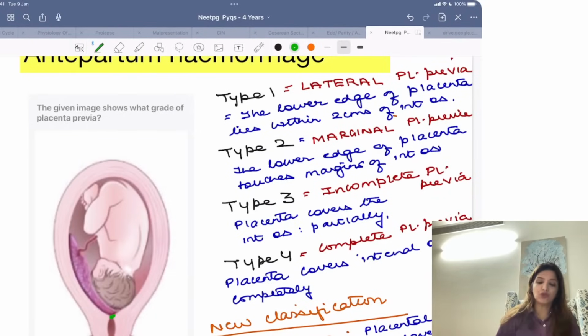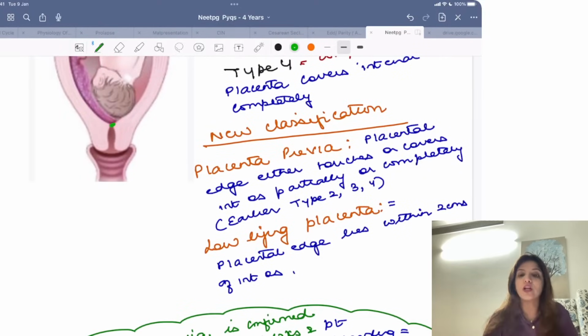Right now, what I want you to know is the new classification. According to the new classification, there are only two categories. We don't have type 1, type 2, type 3, type 4 anymore. It is placenta previa and low-lying placenta. The earlier type 2, type 3 and type 4 come under placenta previa. The earlier type 1, where the placenta was within 2 centimeters of the os but not touching it, comes under low-lying placenta, right? So in the old classification, whatever was type 1 is now called low lying, and type 2, type 3 and type 4 are now collectively called placenta previa.